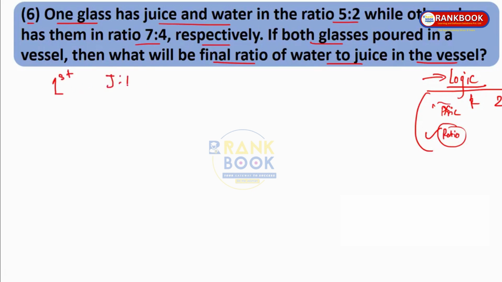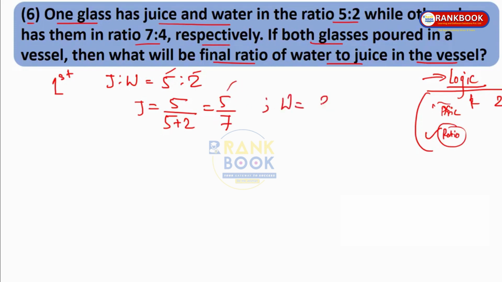It has a juice to water ratio of 5:2, okay? Now, how much is the amount of juice in this glass? Amount of juice is 5 upon 5 plus 2. Is that right? That is 5 upon 7, right? 5 parts is juice in the entire mixture, 2 parts is water. That means the total mixture has 7 parts. So out of 7 parts, 5 parts is juice. So what will be the amount of water? 2 parts, correct?